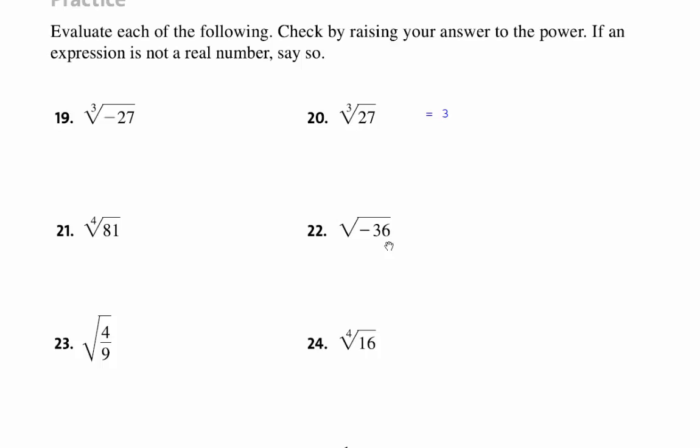When I look at number 22, the answer is going to be not real, because I can't think of a number I can multiply by itself 2 times to give me negative 36. Right? This is saying the square root of negative 36. Again, if there's nothing written in the index, we assume it's a 2. Right? So here we see the 3, we see the 4, but if there's nothing in the index, we assume it's a 2. And there's no number I can multiply by itself twice to give me negative 36. So the answer here would be not real.